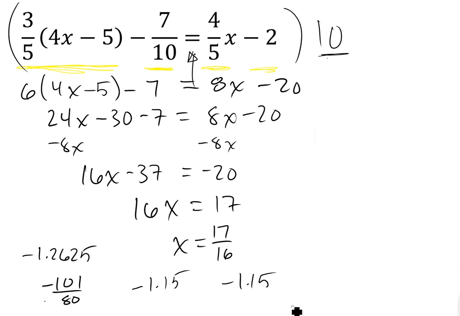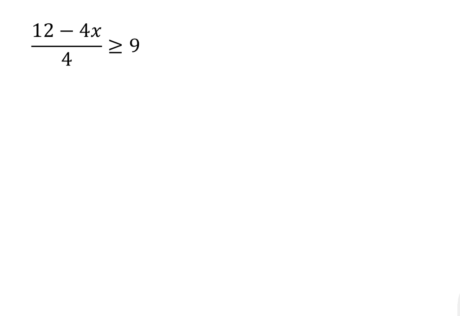Next question we have is an inequality. It says (12 minus 4x) over 4 must be greater than or equal to 9. So I guess we'll solve this inequality and maybe graph it on a number line. First thing I'm going to do is multiply both sides by positive 4. So this becomes 12 minus 4x is greater than or equal to 4 times 9, which is 36.